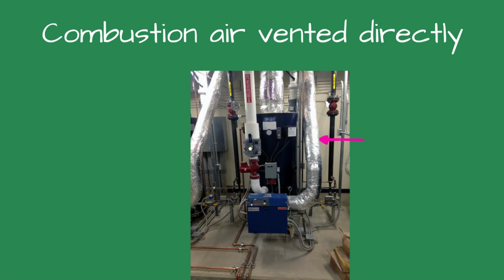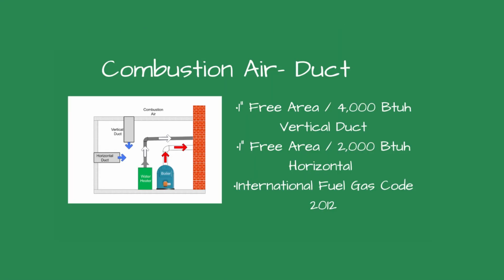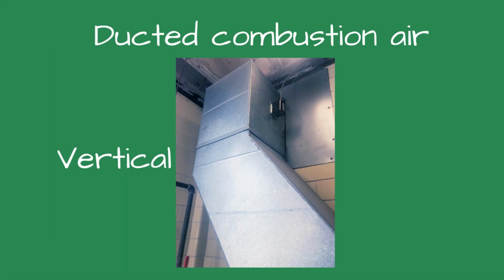The last two ways to introduce combustion air to the boiler room are with ductwork. If you are using a horizontal duct, it must be sized for 1 square inch of free area for every 2,000 BTUs appliance input. A vertical duct requires 1 square inch for every 4,000 BTUs input.